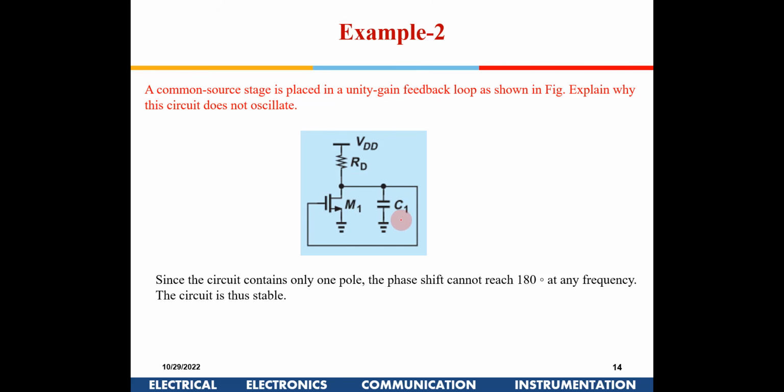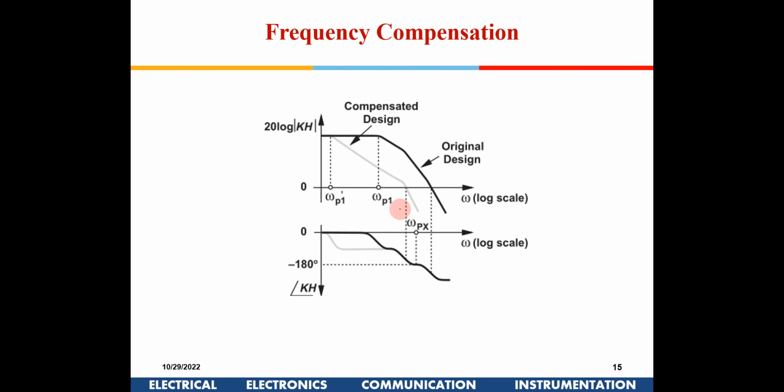So can somebody say, will this system be unstable at any time if you give a feedback like this? Can it be unstable? There is only one pole. So maximum 90 degree phase shift only can happen. So this will never oscillate. This will always be stable. So this cannot be unstable, right?